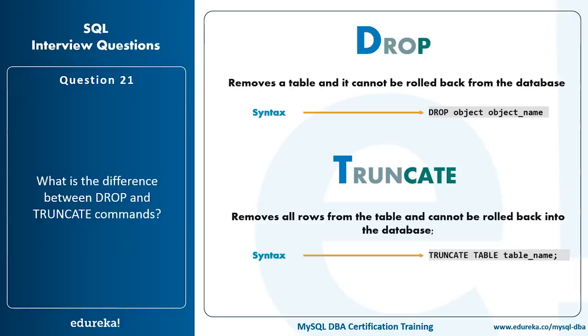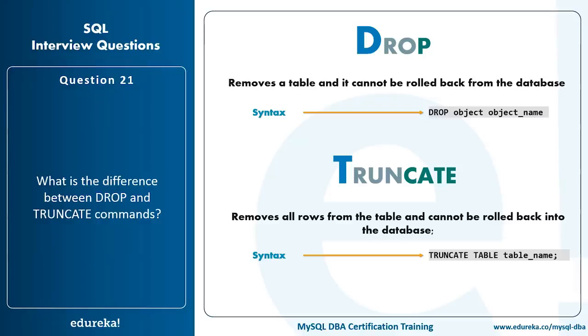And the truncate command removes all the rows from the table and also cannot be rolled back in the database. So the drop command and the truncate command differ by this. Whenever you use the drop command, you drop the complete table, and whenever you use the truncate command, you remove all the rows from the table.